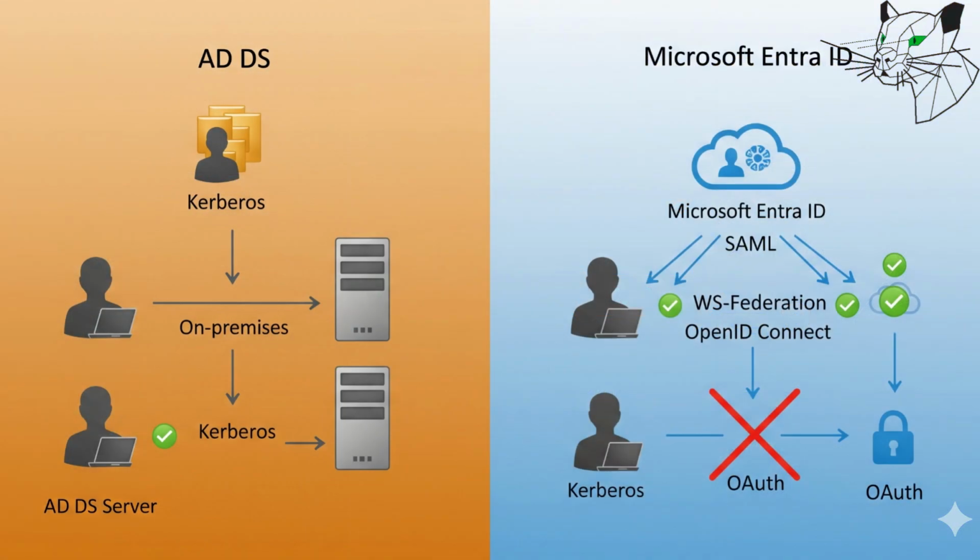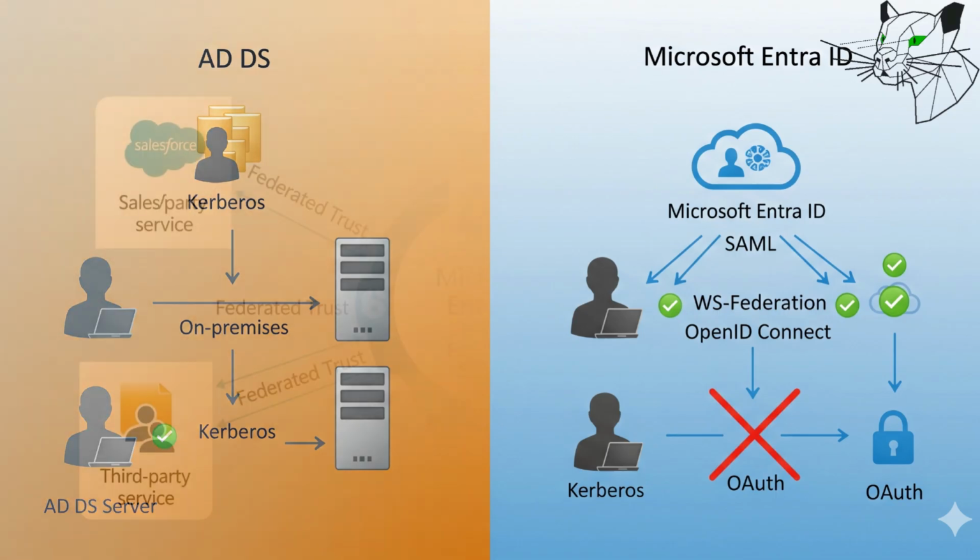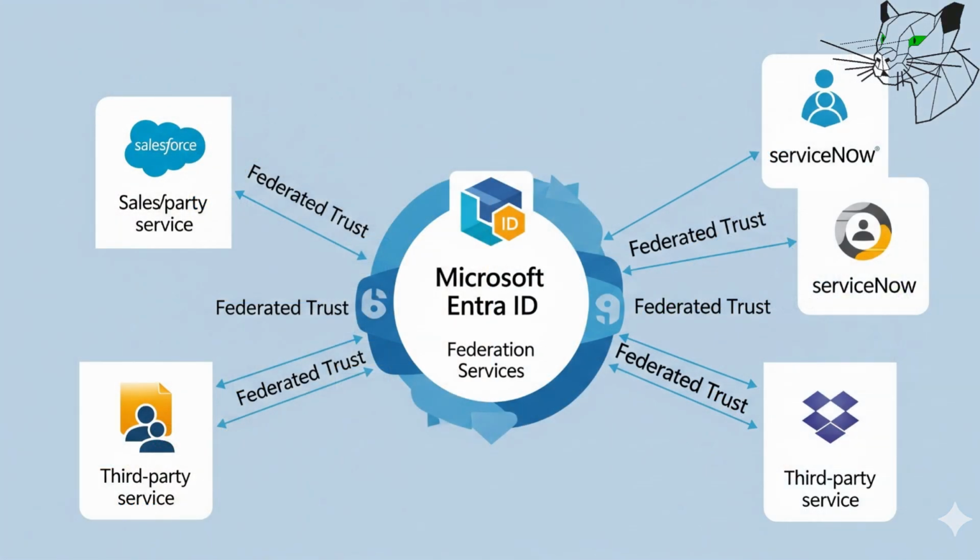Microsoft Entra ID doesn't use Kerberos authentication. Instead, it uses HTTP and HTTPS protocols such as Security Assertion Markup Language, SAML, Web Services Federation, WS-Federation, and OpenID Connect for authentication. It also uses Open Authorization, OAuth, for authorization. Microsoft Entra ID includes federation services, and many third-party services are federated with and trust Microsoft Entra ID.